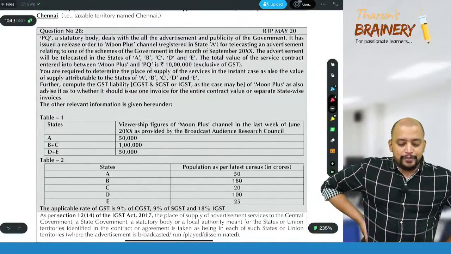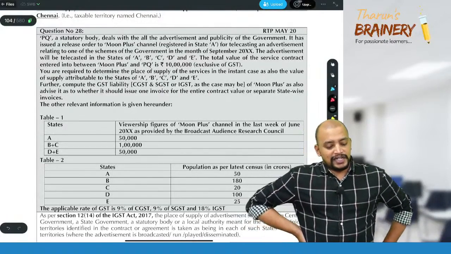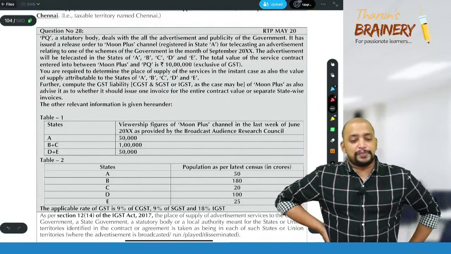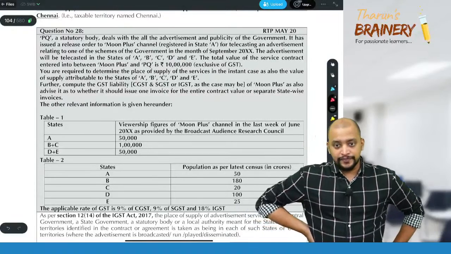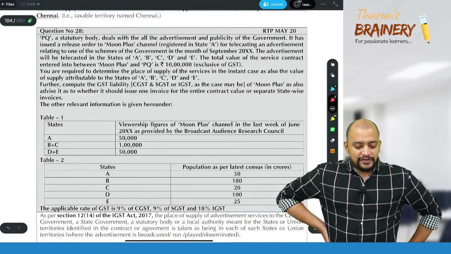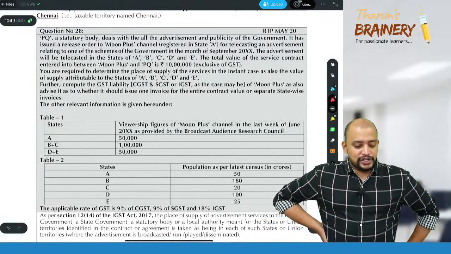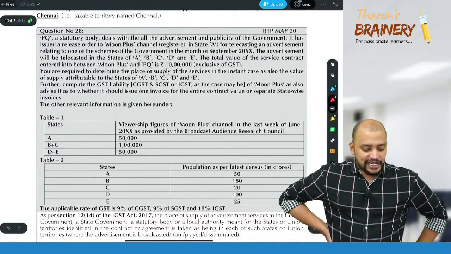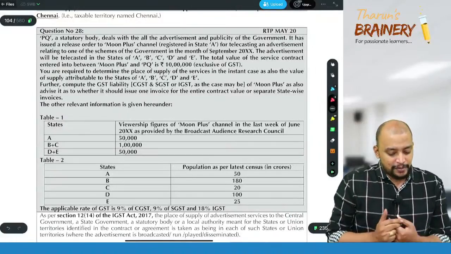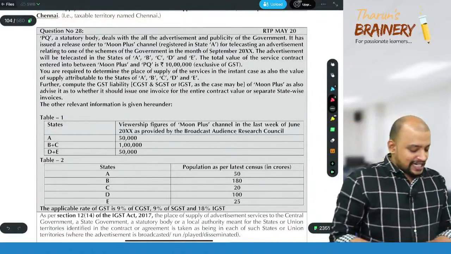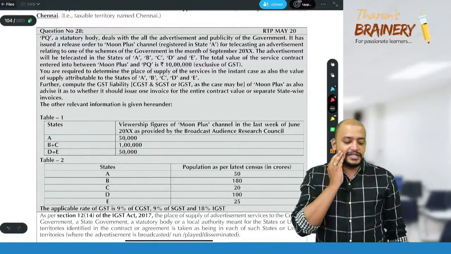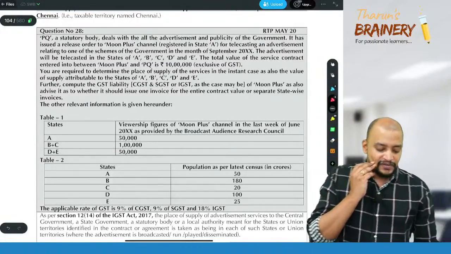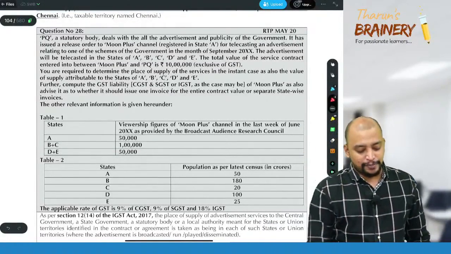PQ, a statutory body, deals with all the advertisement and publicity of government. It's an RTP question, not asked in exam so far. It has issued a release order to Moon Plus channel registered in state A for telecasting an advertisement relating to one of the schemes of government in the month of September. The advertisement will be telecasted in state A, B, C, D and E. The total value of the service contract entered into between Moonplus and PQ is 10 lakhs.